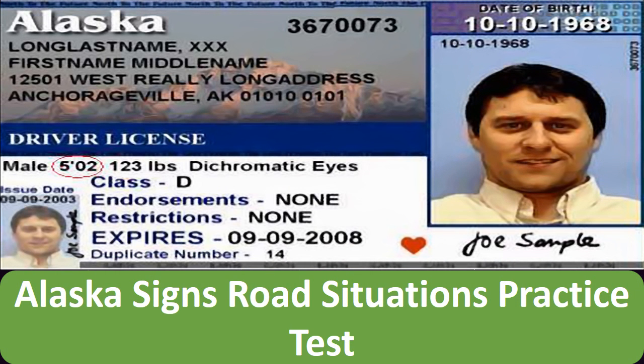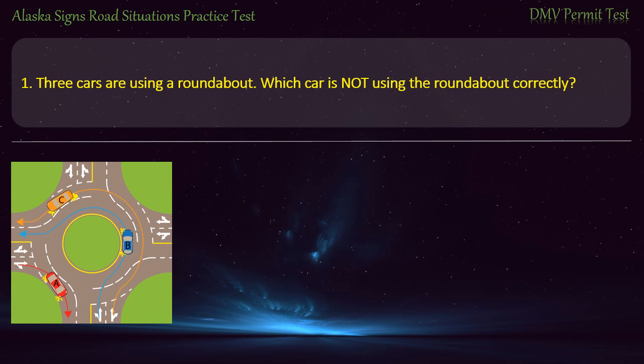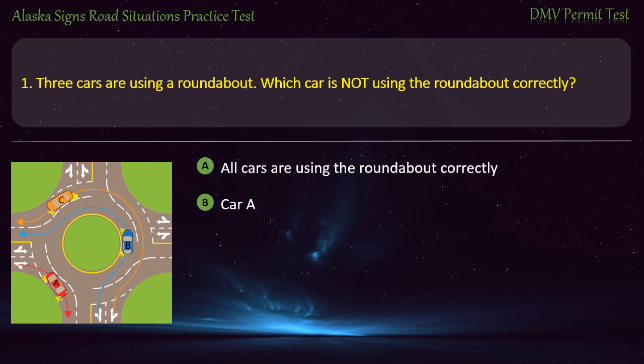Alaska Signs Road Situations Practice Test. Question 1. 3 cars are using a roundabout. Which car is not using the roundabout correctly? All cars are using the roundabout correctly. Car A, Car B, Car C. Answer. Car C.